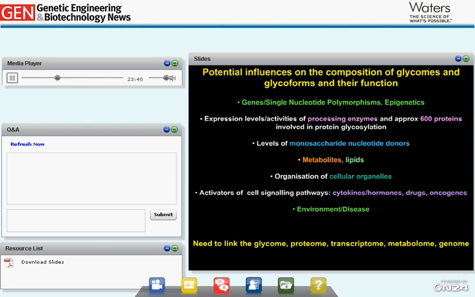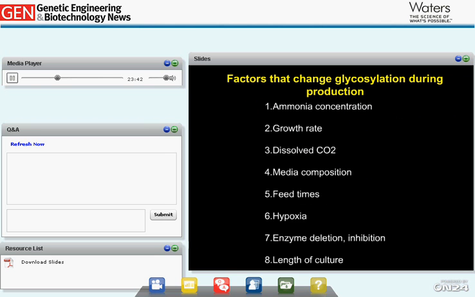Just a few factors in the medium that can change glycosylation during production. It's well established that ammonia concentration is important. The growth rate of cells is important. The amount of dissolved CO2, the media composition, the times at which the batches are being fed, patches of hypoxia, and then anything that you deliberately do to change glycosylation, like deleting a glycan enzyme or inhibiting its activity, and the number of days of the culture. These are all things that are well known to affect glycosylation.